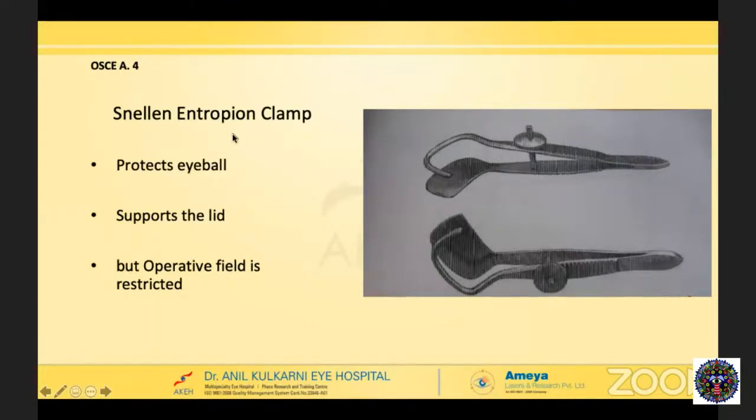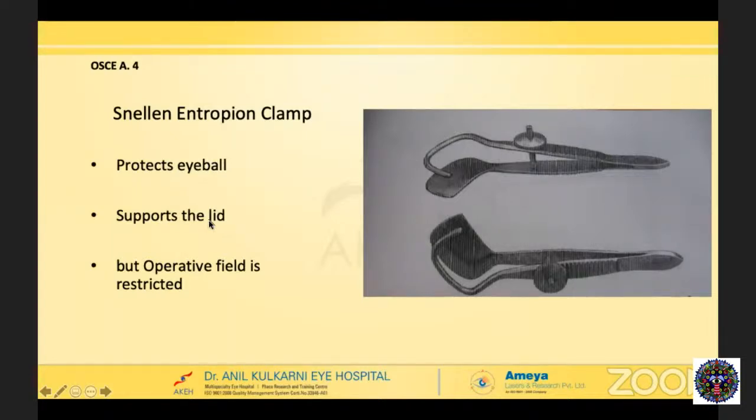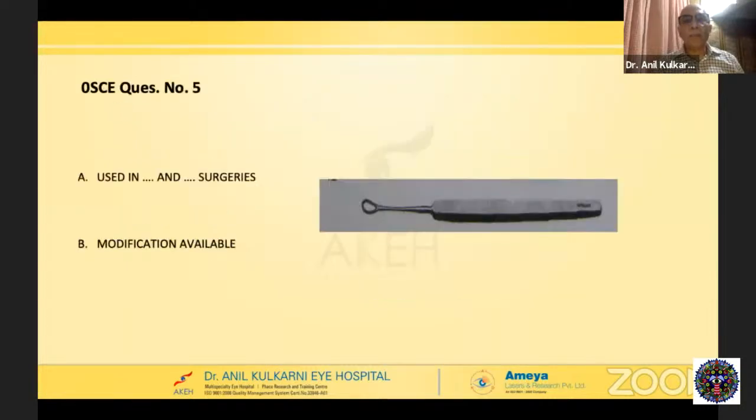The additional advantages of this clamp are that it protects the eyeball. It supports the lid so that surgery becomes easier. The only problem is sometimes the operative field is restricted for your surgery, and the hemostasis sometimes can lead to necrosis of the lid. That is to be remembered. Question number 5.